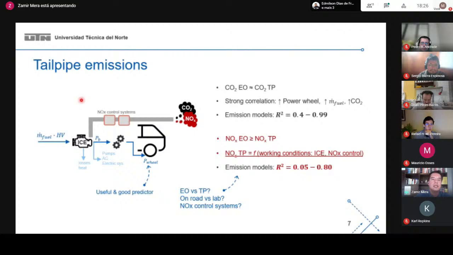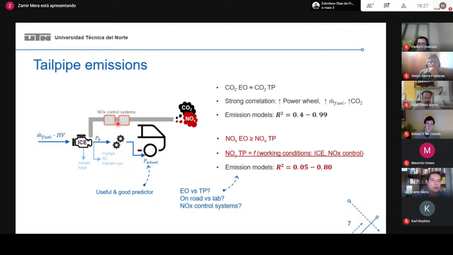The next step is the tailpipe NOx emissions. As we can see, most of the fuel is converted to CO2, which means that CO2 at engine-out level is almost the same as CO2 at the tailpipe. There is a strong correlation between the power at the wheel, which is the power that the vehicle transfers to the road, that comes from the power output of the engine and the power from the fuel. This strong correlation is reflected in the high accuracy of emission models, between 0.4 and 0.9 R squared. In the case of NOx emissions, engine-out NOx emissions are reduced by NOx control systems.